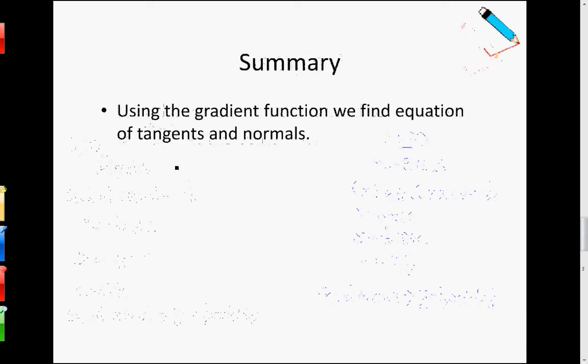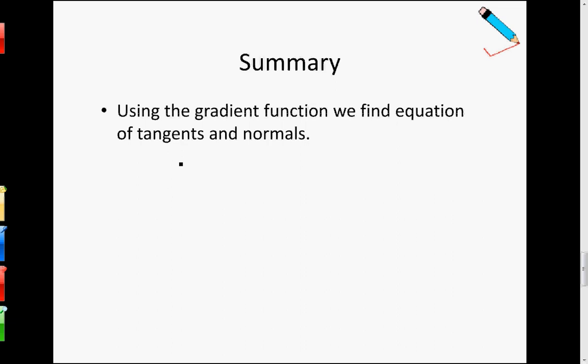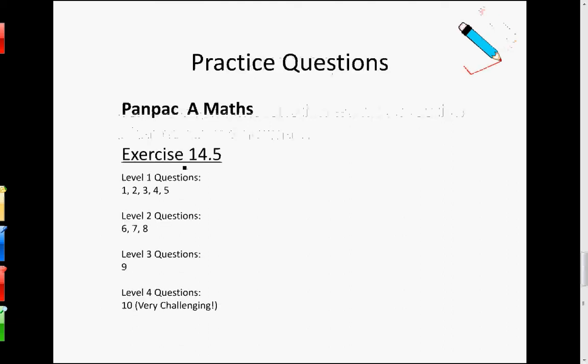Okay, so in summary, we have learned how to use a gradient function to find equations of tangents and normals. By first finding the gradient of the tangent and of the normal, we sub in a coordinate and are then able to find the equation of the tangents and normals, just like how we do it in coordinate geometry.